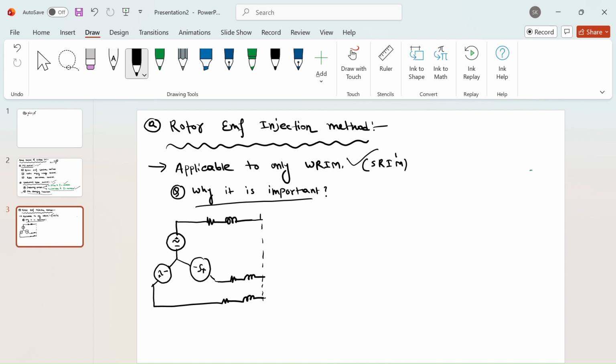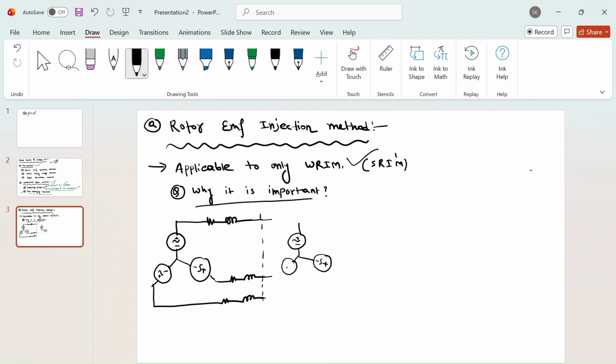Now, from this onwards, you have the freedom. You can either connect these three points. You need not even connect any other component. You can simply short circuit these three lines, and it will behave as a squirrel cage induction motor. That's it. But you can either add a resistance, or you can also inject a voltage from the external source. So let's say you wanted to inject some voltage in the rotor circuit.